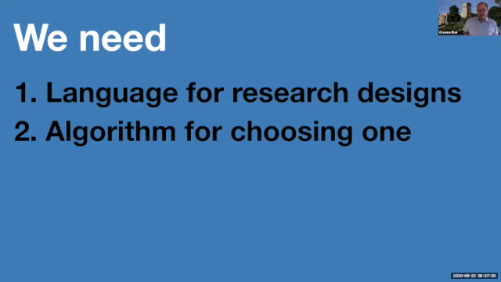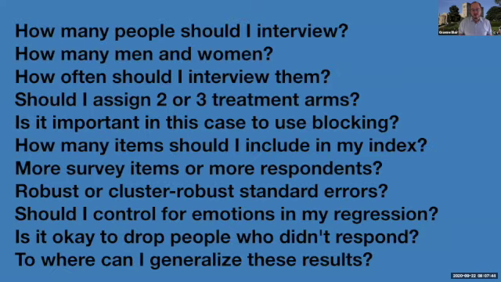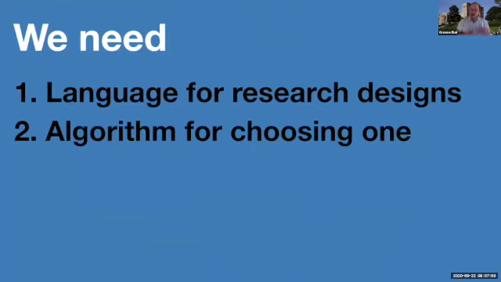The second thing that we need is, once we have written down a language for research design, how do we choose among possible research designs? So each of these questions that I outlined implies a set of different research designs that I could select among. And so I need to be able to write down each of those designs and then have an algorithm for choosing among them. And so in the talk, I'll develop a language for research designs, and then I'll put that into an algorithm for selecting.